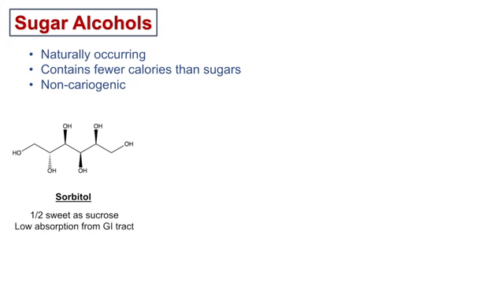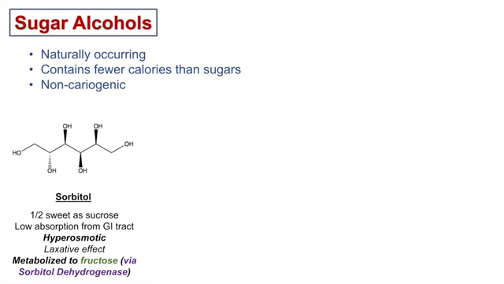It has a low absorption from the GI tract. It is hyperosmotic, which means that it can pull water toward it. And it can lead to a laxative effect. If you're consuming a lot of sorbitol, it can actually cause diarrhea due to its hyperosmotic effects. And importantly, sorbitol is metabolized to fructose via the enzyme sorbitol dehydrogenase in the polyol pathway. So that's why sorbitol actually can contribute some calories because of its metabolism to fructose. Fructose can then be broken down in the fructolysis pathway.